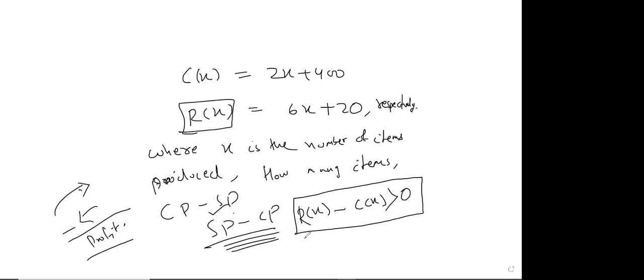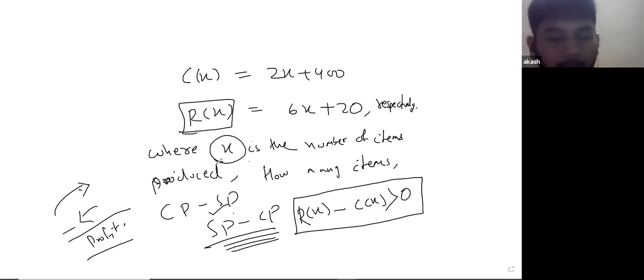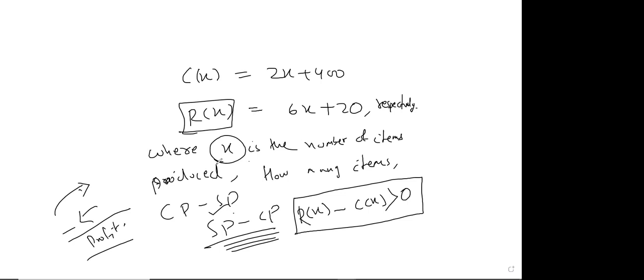So should we find x only in this, or after that anything? No, you only need to find x, right? See, they have told x is the number of items produced, and they have asked how many items, right? So you have to find x only. Okay, so I got x now. Okay. Gautam, what about you?